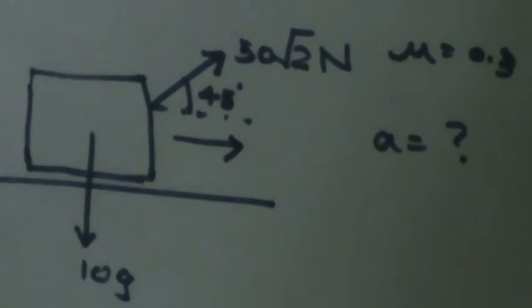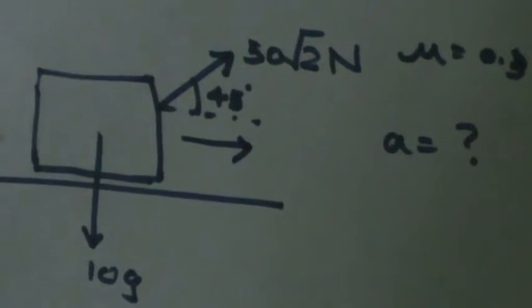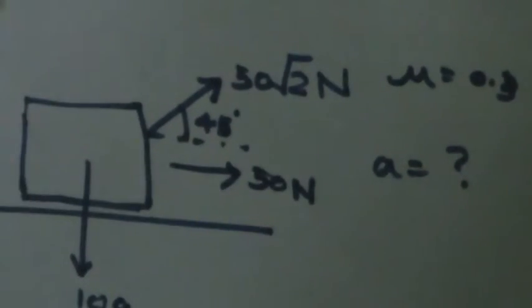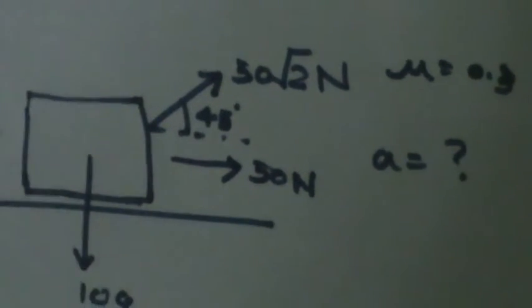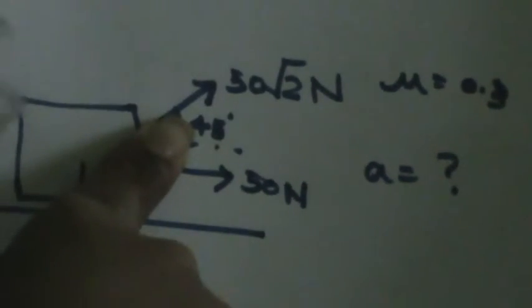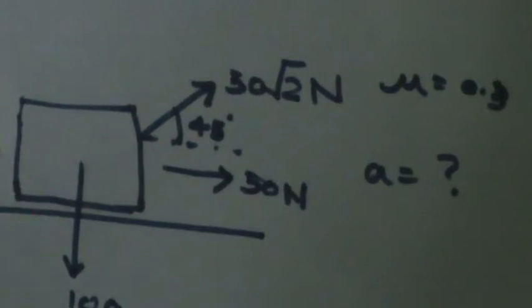So if this force is 50 root 2 inclined at 45 degrees, its component in the horizontal direction will be 50 root 2 cos 45. Cos 45 is equal to 1 upon root 2. So 50 root 2 times 1 upon root 2 is equal to 50 newtons. And in the vertical direction, its component will be 50 root 2 sine 45. Sine 45 is again 1 upon root 2. So 50 root 2 times 1 upon root 2 is 50 newtons. So the vertical force will also be 50 newtons.